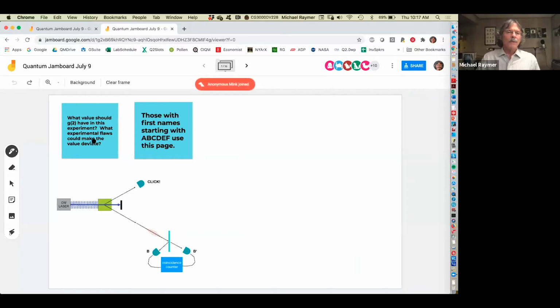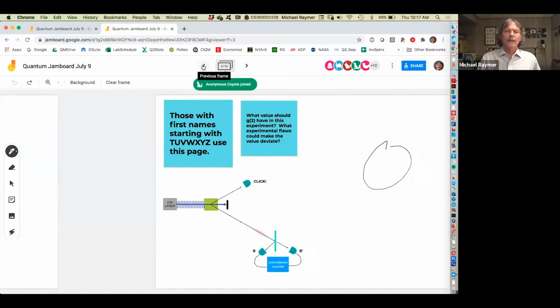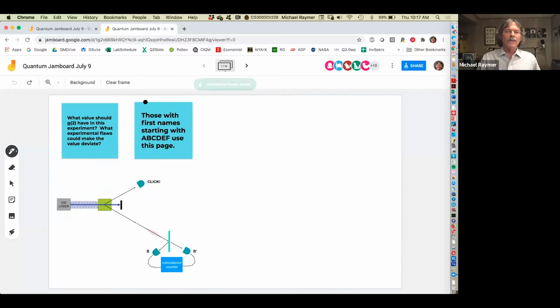So good. So remember, the way I set these up is there's 4 pages for each question. And these are the blue questions. And then if your first name begins with A through F, start typing answers on this page. And then you can talk with the other people in your name group.